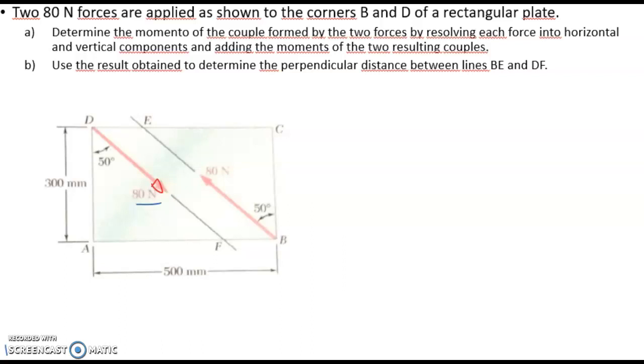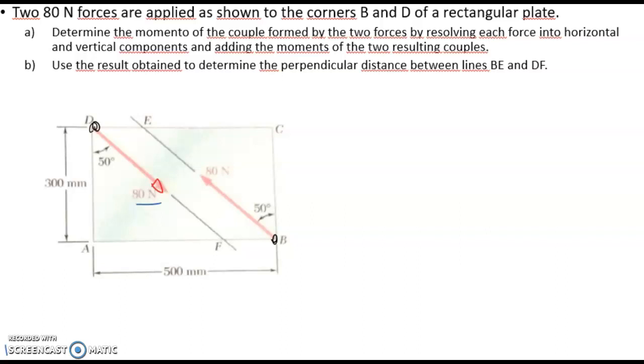First problem of the homework: we've got two 40 Newton forces applied as shown at points B and D of the rectangular plate. Determine the moment of the couple formed by the two forces by resolving each force into horizontal and vertical components and adding the moments of the two resulting couples. Use the resultant obtained to determine the perpendicular distance between lines BE and DF.